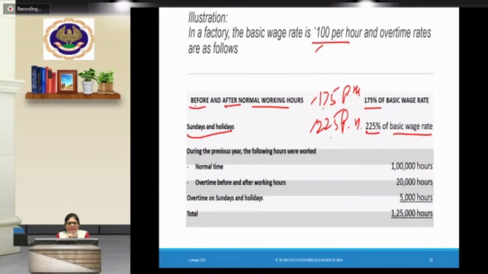So during the previous year, that means during the whole year, these hours are for the whole year per annum. Clear? Normal hours were these. Before and after were these, and on Sundays and holidays were these. So total hours worked in this organization was 1,25,000 hours. So I hope you got the question.